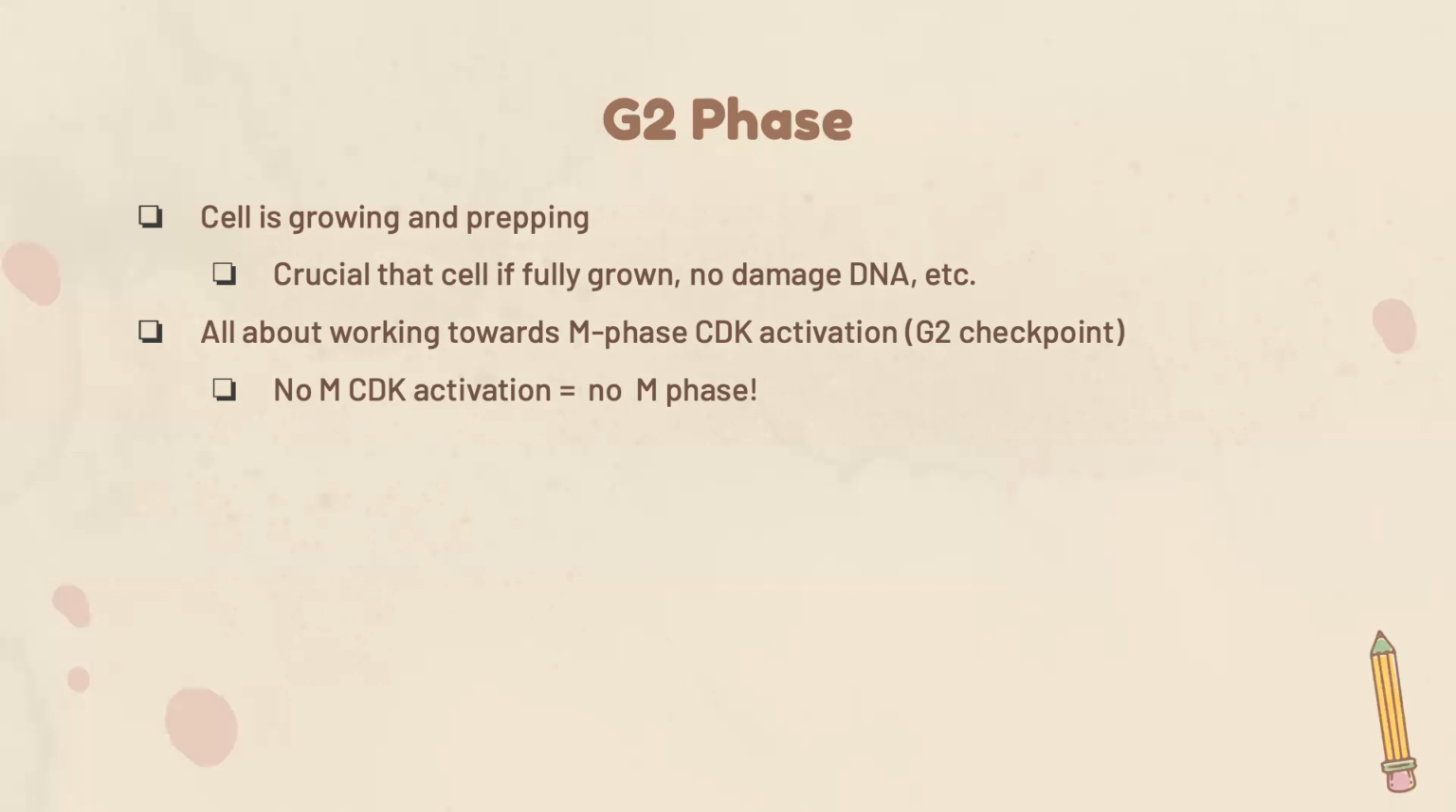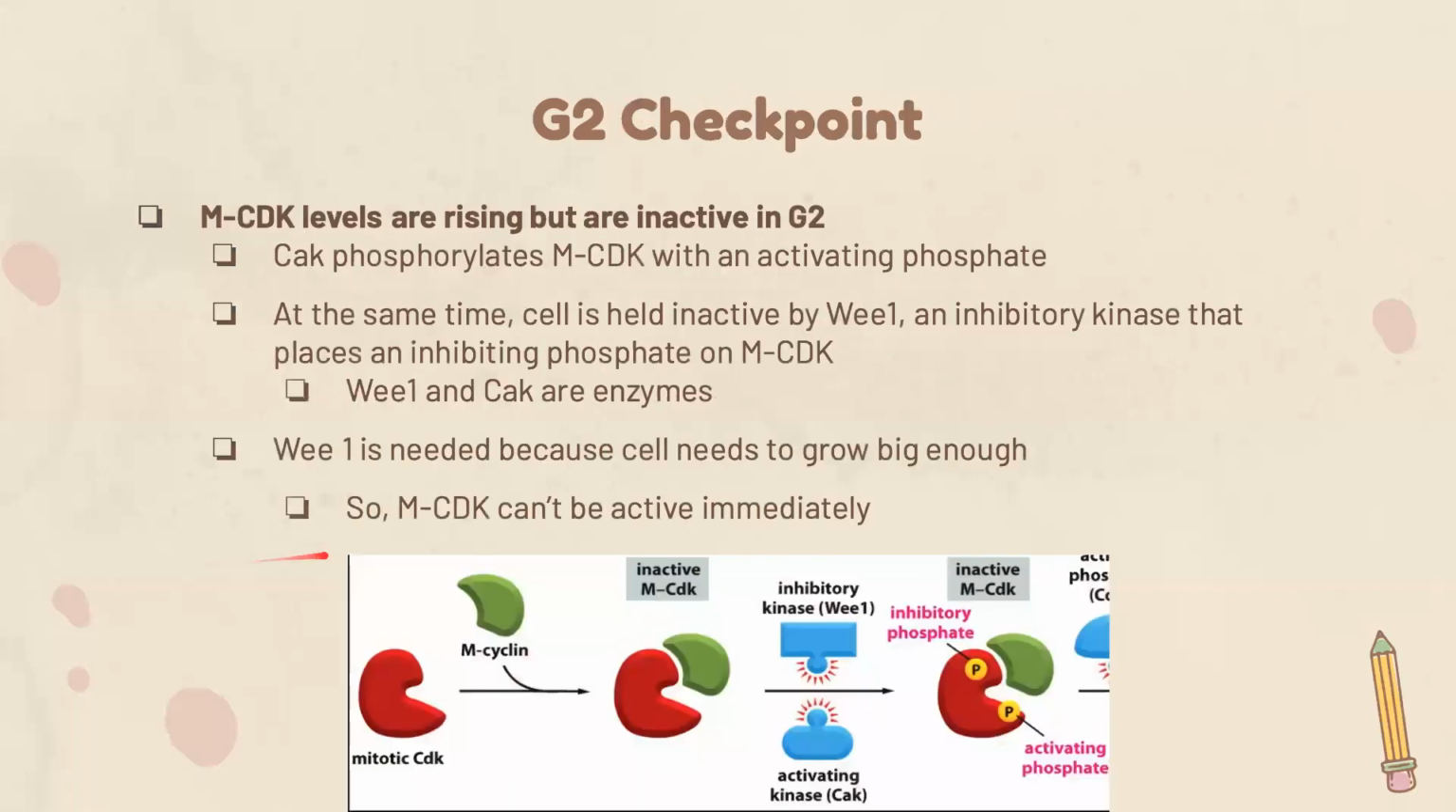So in G2 phase, it's all about working towards M phase CDK activation. If you don't have mCDK activation, you don't have M phase. So everything that happens at the G2 checkpoint leads to mCDK activation. So, a little bit about the first half of it.